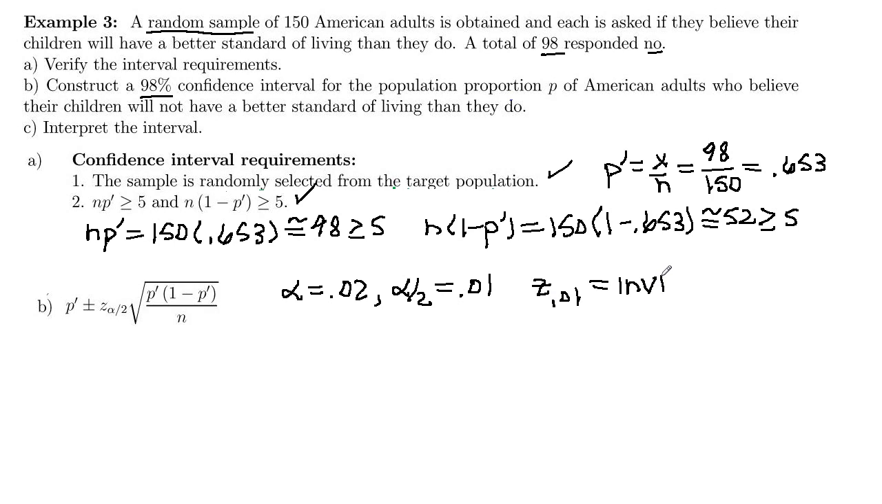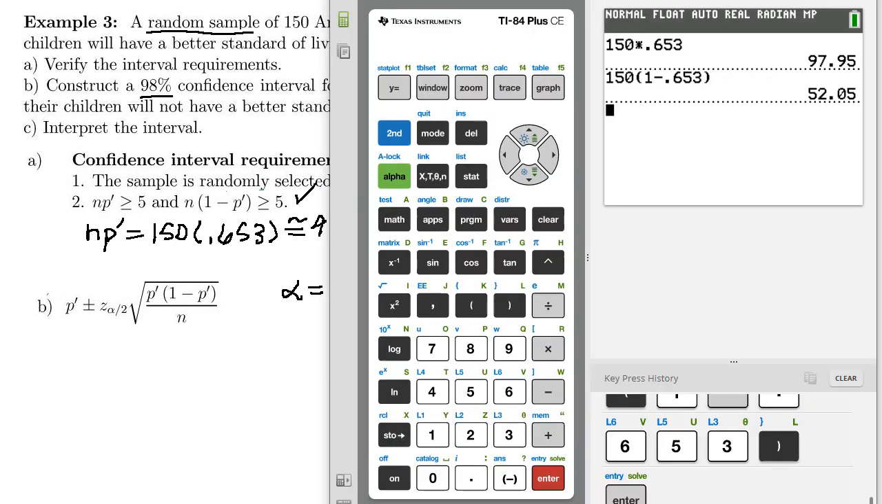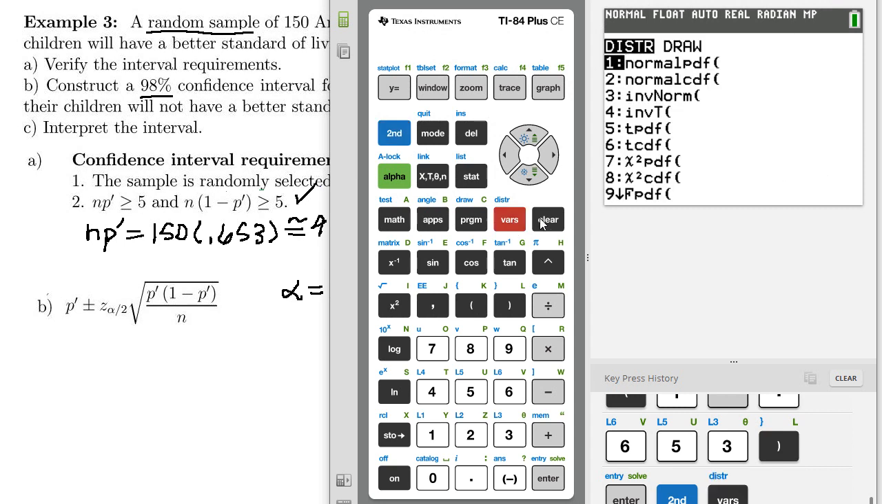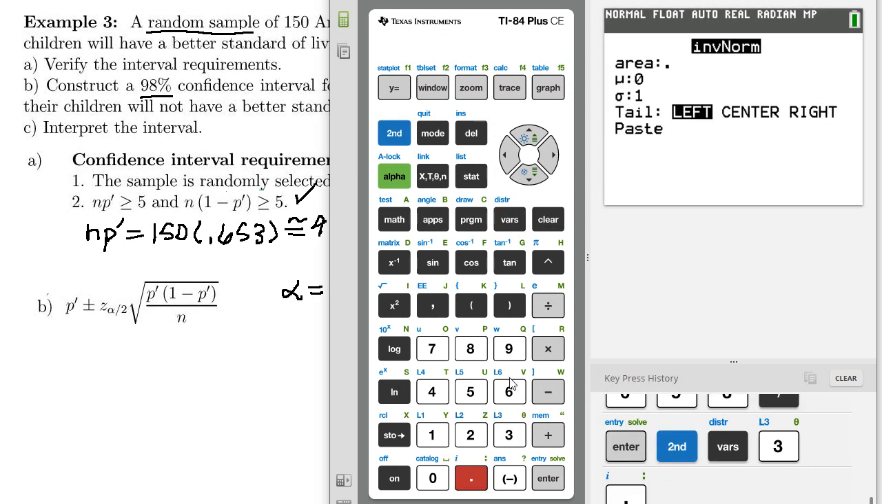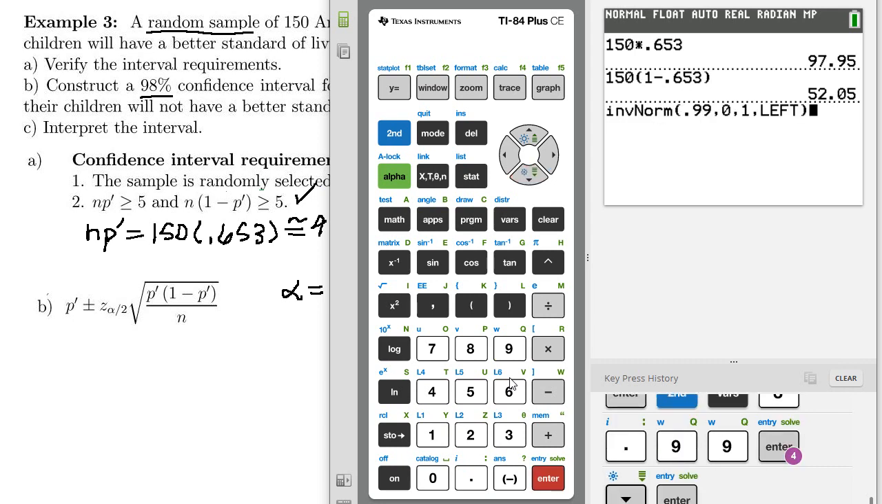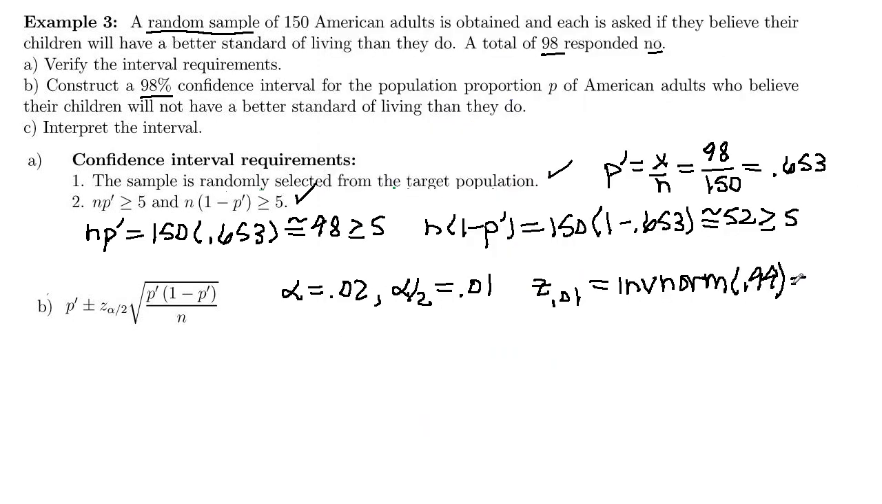So this is going to be inverse norm, and then the left area, 0.99. So, second variables, inverse norm is number 3, 0.99. And we will paste it, 2.326. So now we've got all of our values here.